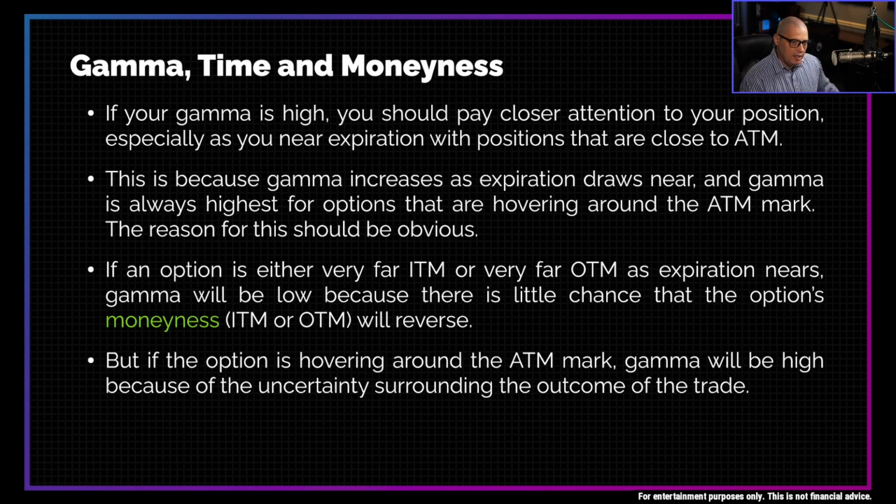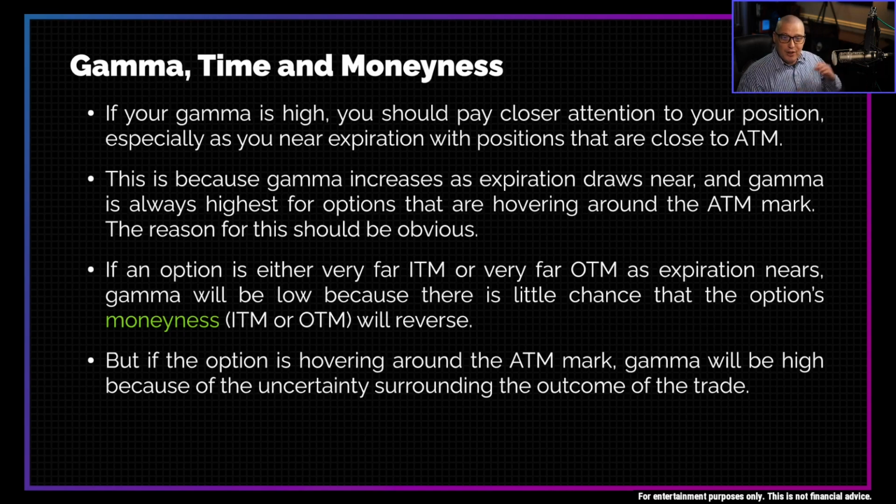So when you think about it, if an option is either very far in the money or very far out of the money, the moneyness of that option is not likely to change, right? If you've got something really deep in the money and expiration is drawing near, we only have a few days left, for example, the likelihood of that thing suddenly becoming out of the money becomes very low. So gamma will be low.